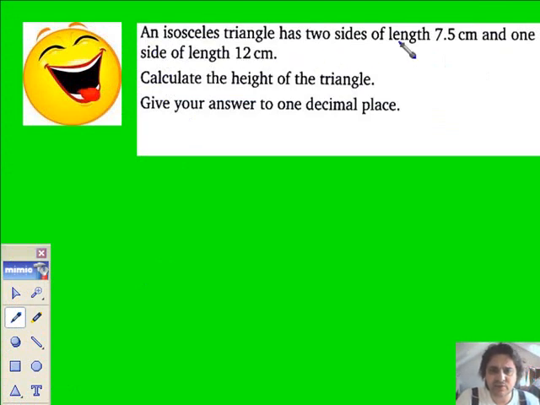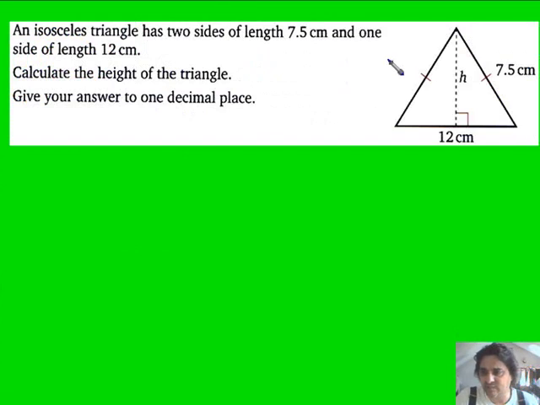It says an isosceles triangle has two sides of length 7.5, so that's 7.5 and so is that one, so let's just put it in there. And it's got another side of 12. Now they're very kind, they drew the right angle there for us. I've got to calculate the height of the triangle, the little h thing, and give my answer to 1 dp.